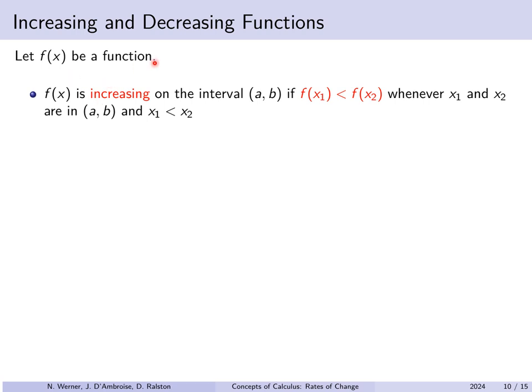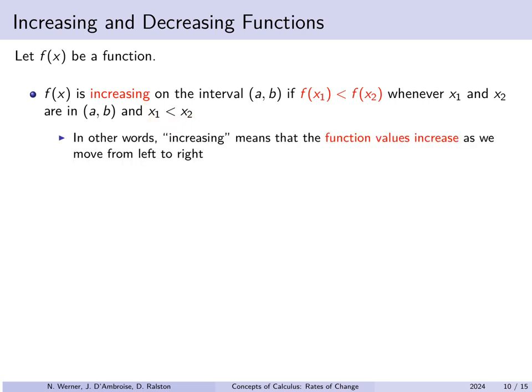A function is increasing on a specific interval if when you pick two points from that interval and you label the one that's to the left, x1, and to the right, x2, if you plug in a smaller number versus a bigger number, you get out a smaller number versus a bigger number. Smaller input, smaller output. If this holds across all choices of points in an interval, it is called increasing on that interval. In other words, the function values increase as you plug in bigger inputs. So as you move from left to right, you can identify this as a graph going up.